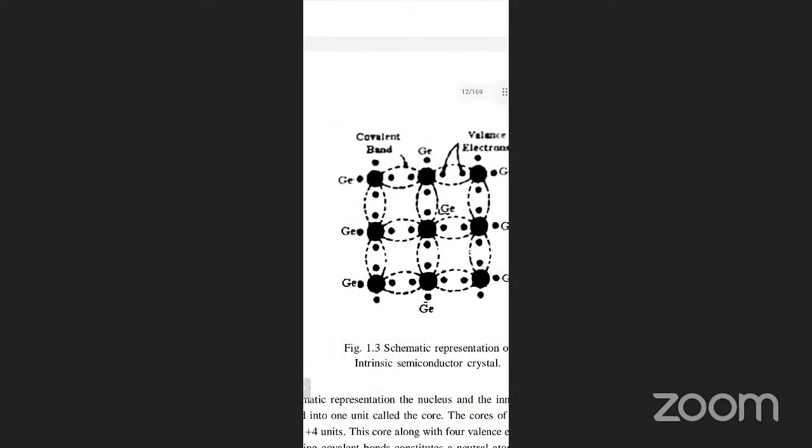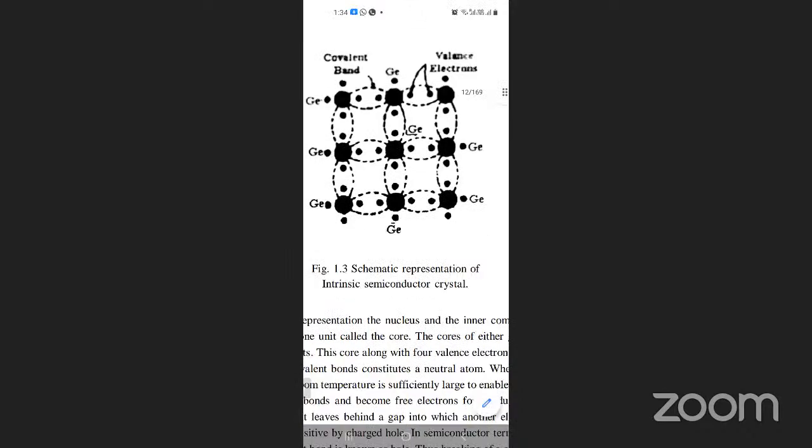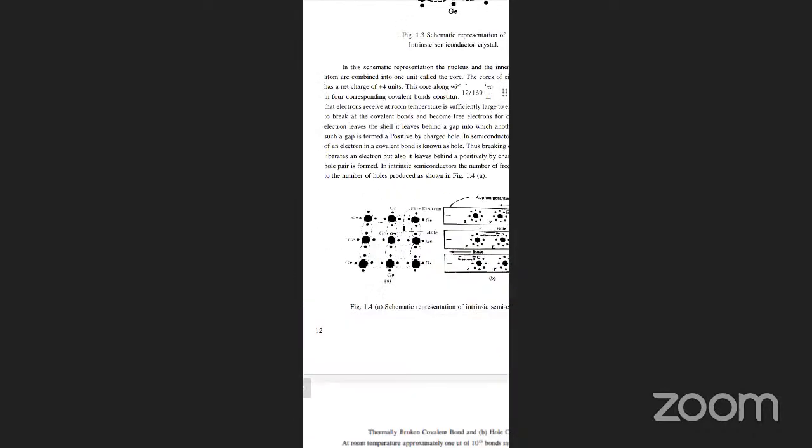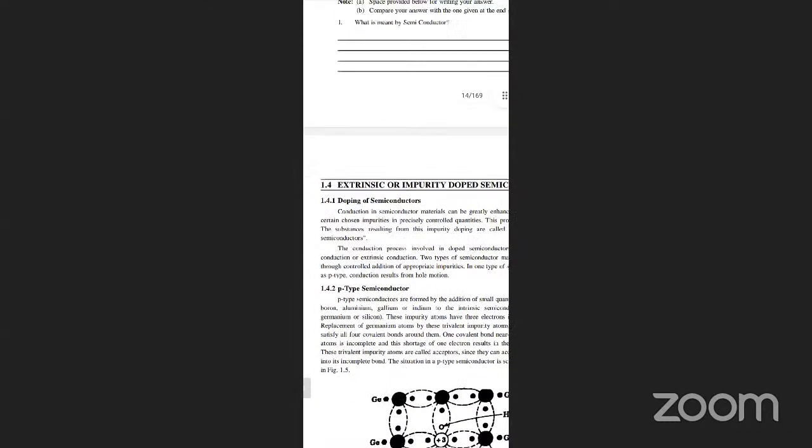What is the bond between them? That is a covalent bond. What are the valence electrons? These are the valence electrons. You can easily imagine that here. The structure is also given out here. Doping is also there.